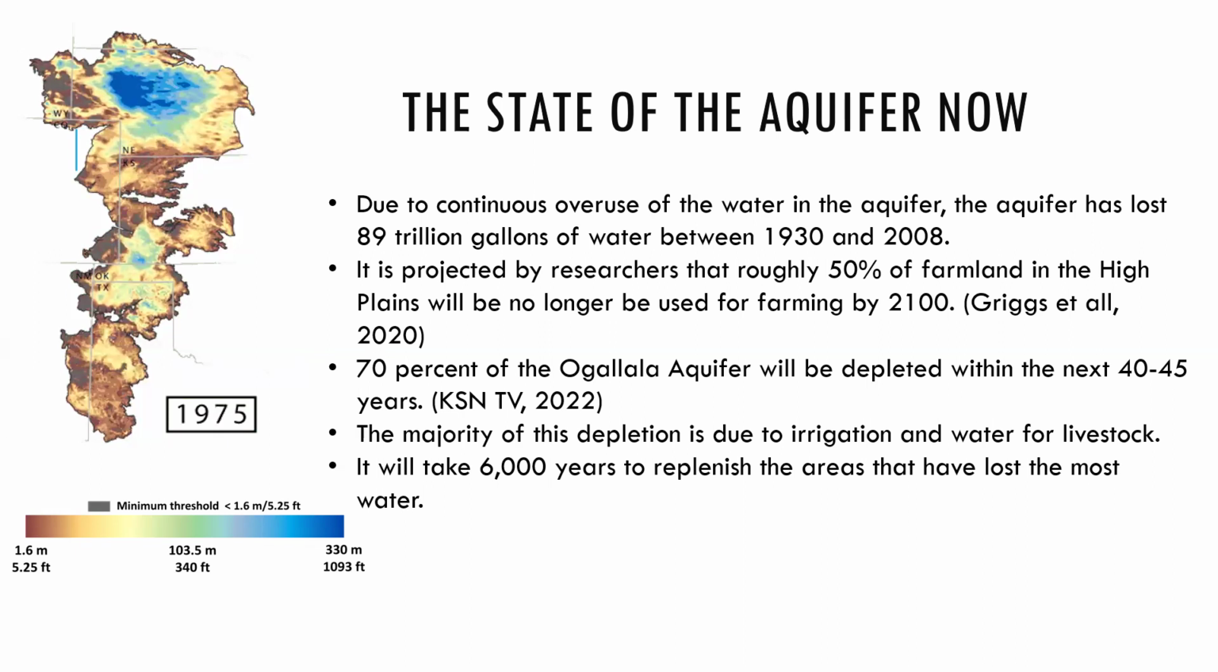It is projected by researchers that roughly 50% of farmland in the High Plains will no longer be used for farming by the year 2100, which is in 76 years. And 70% of the Ogallala aquifer will be depleted within the next 40 to 45 years. The majority of this depletion is due to irrigation and water for livestock. And the scary part, I feel, is that it'll take 6,000 years to replenish the areas that have lost the most water.